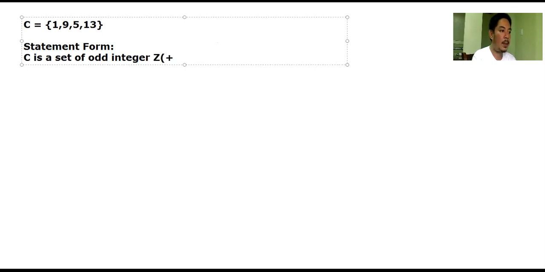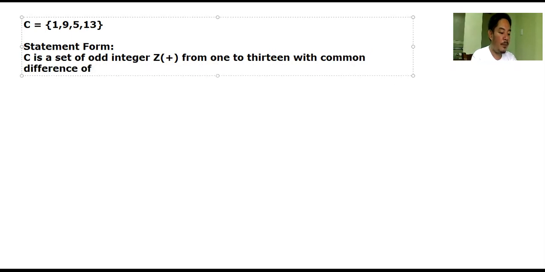C is the set of integers from 1 to 13 with a common difference of 4. That is statement 4.